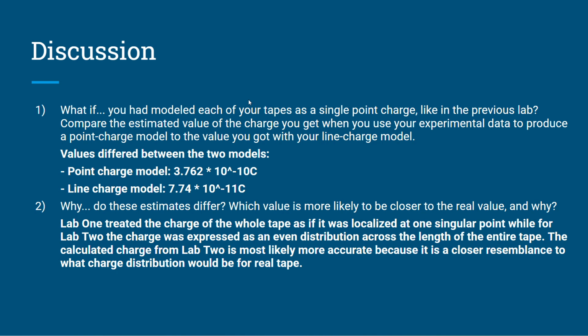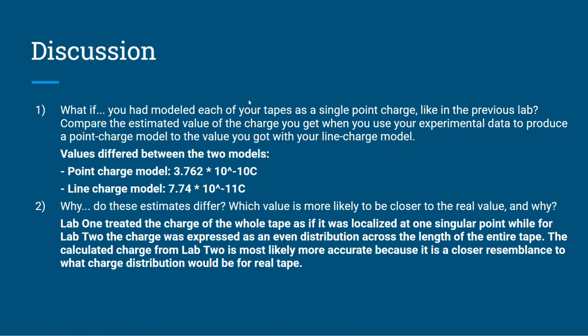Basically, the reason these values differ is because we're using a completely different mathematical model to calculate them. So the theory and the equations are going to differ between the two, so it makes complete sense that our values are going to be different as well.